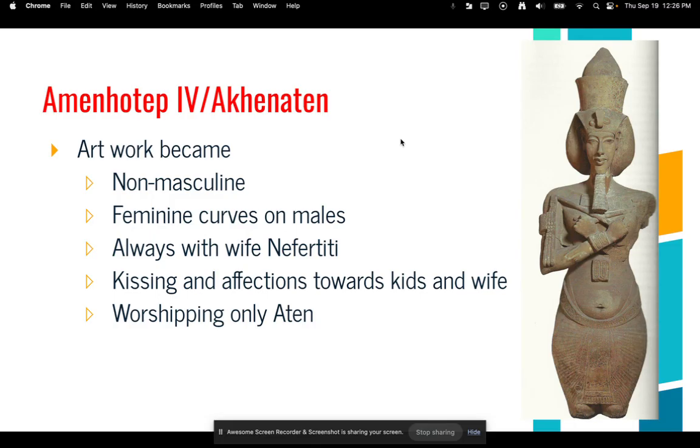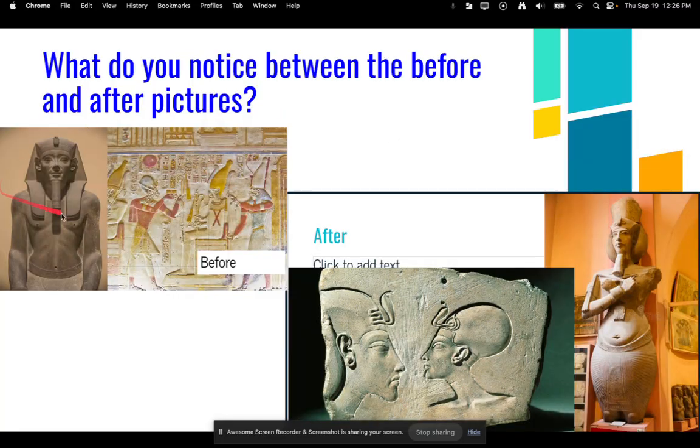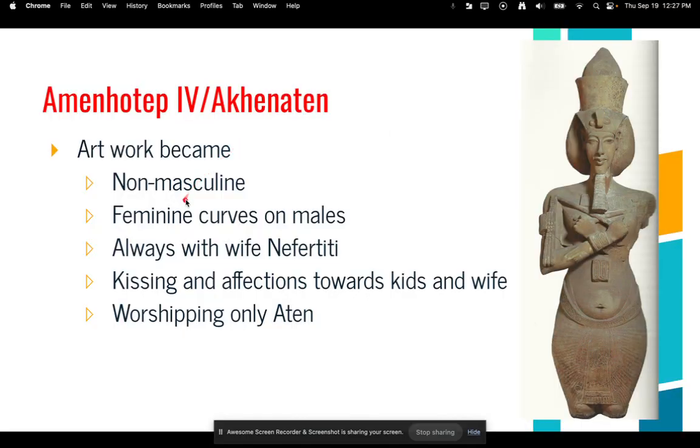So artwork under Akhenaten became very non-masculine. As you saw before, you saw a lot of muscles and more of a square facial structure. Under Akhenaten, all those things went away. It was very non-masculine. Feminine curves were added on to males. He was also very often depicted with his queen Nefertiti.